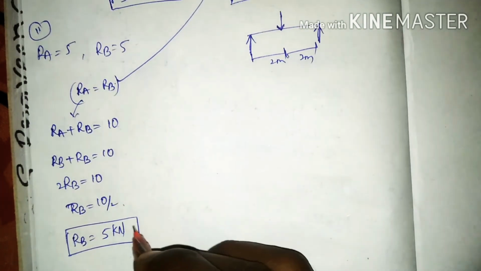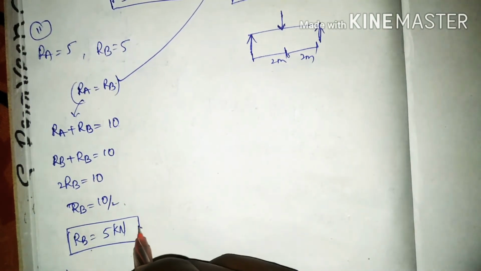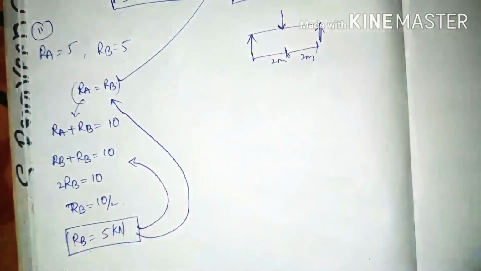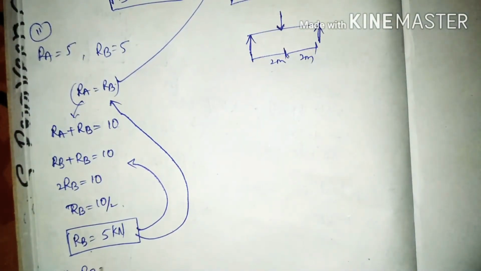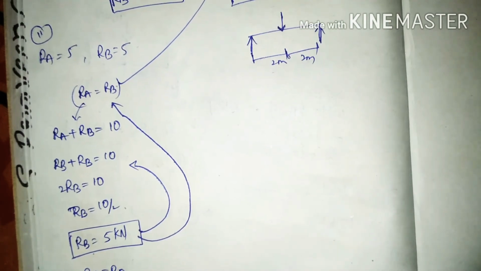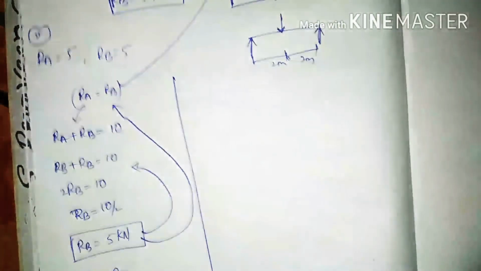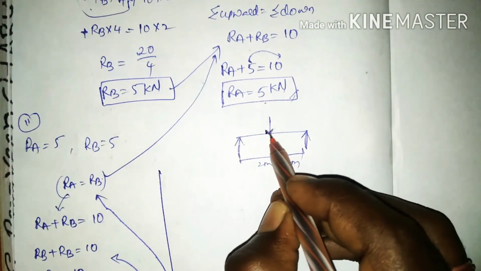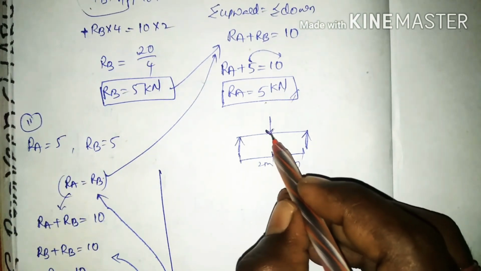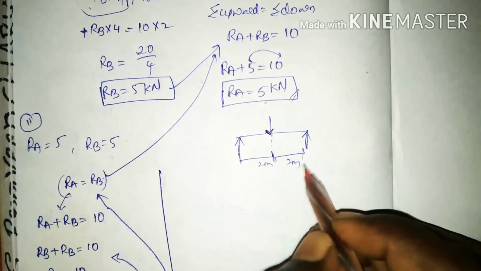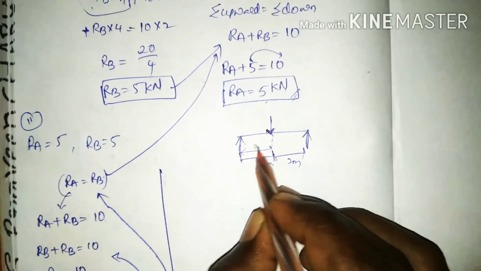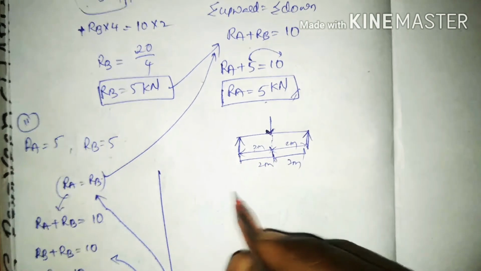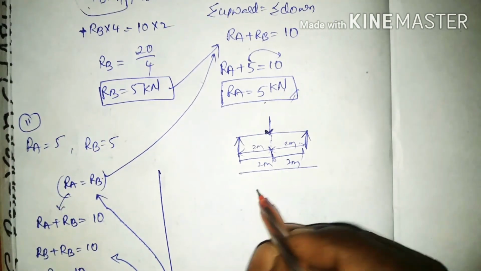Similarly, substituting the value of RB, or considering RB equal to RA, we get 5 equal to 5. This is the second method when it is symmetrical, when the load is placed equidistant from the two supports. Here we have 2 meters and here also 2 meters, so it is called equidistant from the two supports, and this is called symmetrical loading.